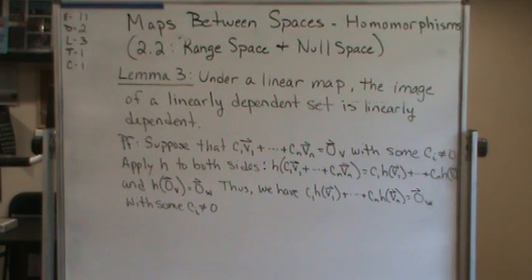Now, we're going to finish this subsection comparing homomorphisms to isomorphisms by observing that a one-to-one homomorphism is an isomorphism from its domain to its range. So we'll do an example and then we'll introduce another theorem.